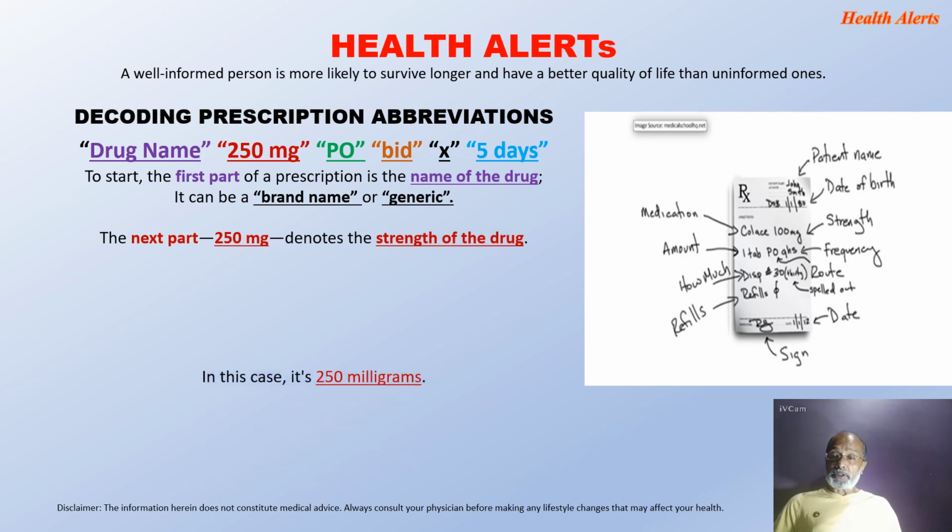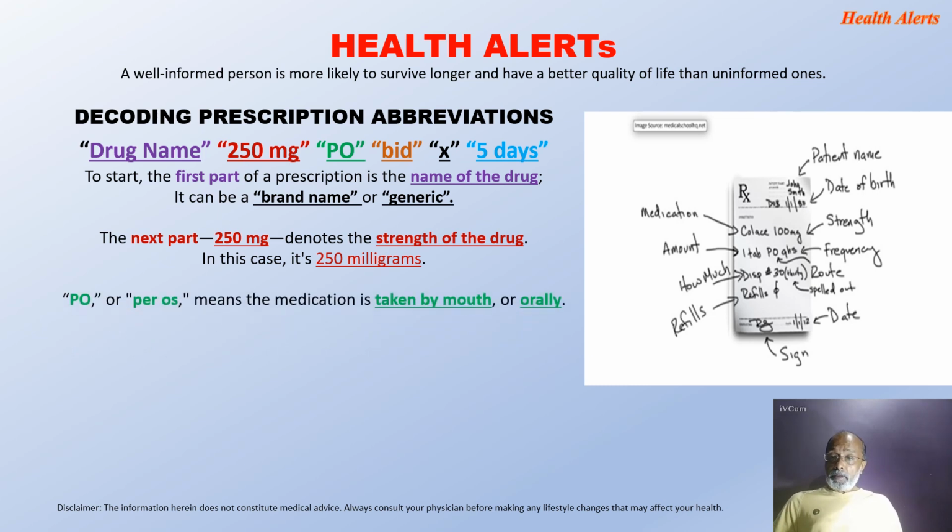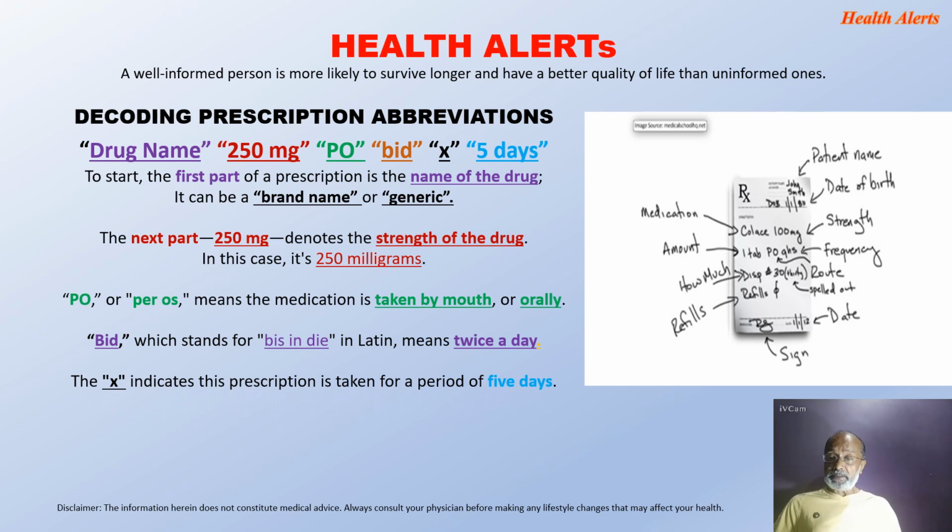What is the strength of the drug that has been prescribed? In this case, it is 250 milligram. PO or per os means the medication is taken by mouth or orally. BID, which stands for bis in die in Latin, actually means twice a day. That is, the drug has to be taken twice a day. And then X, or the multiplication sign, indicates this prescription is taken for a period of 5 days. So this is how it is decoded. It's a kind of like the X in multiplication. This is how generally a prescription can be decoded.